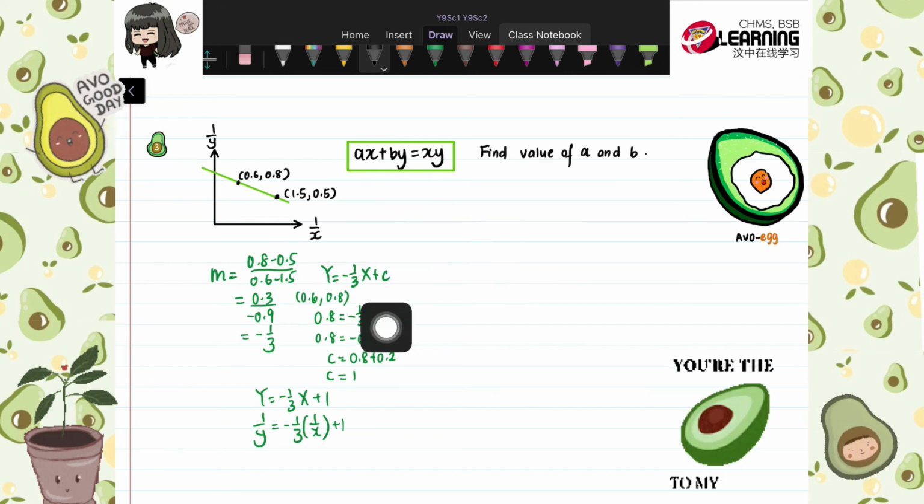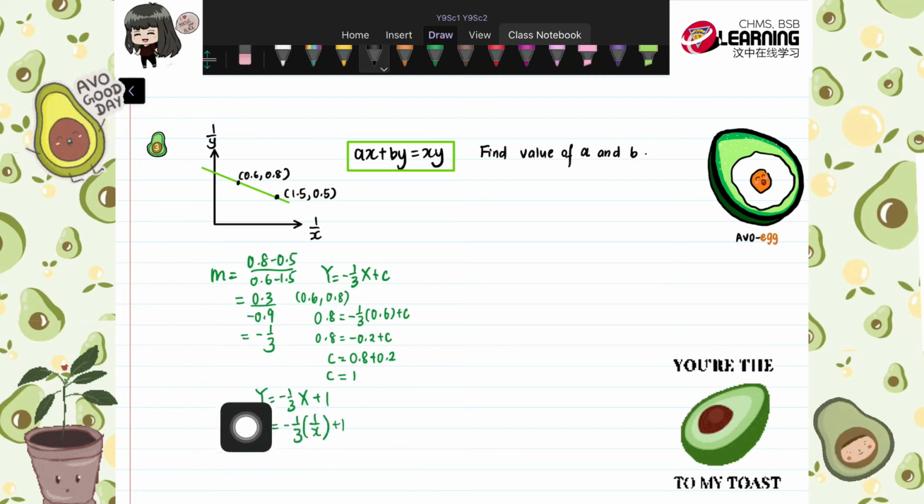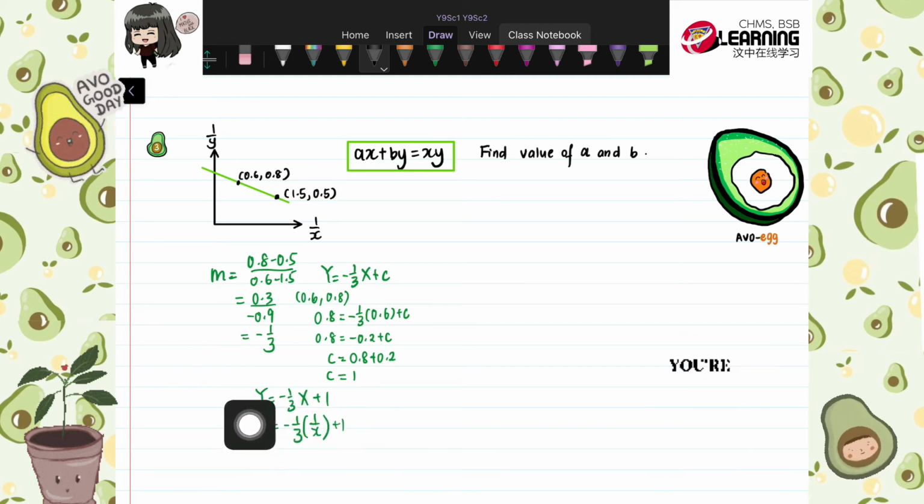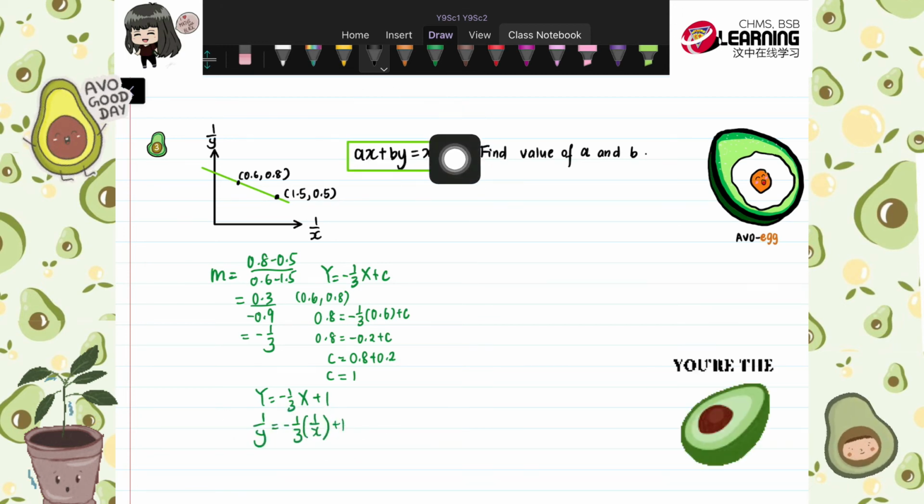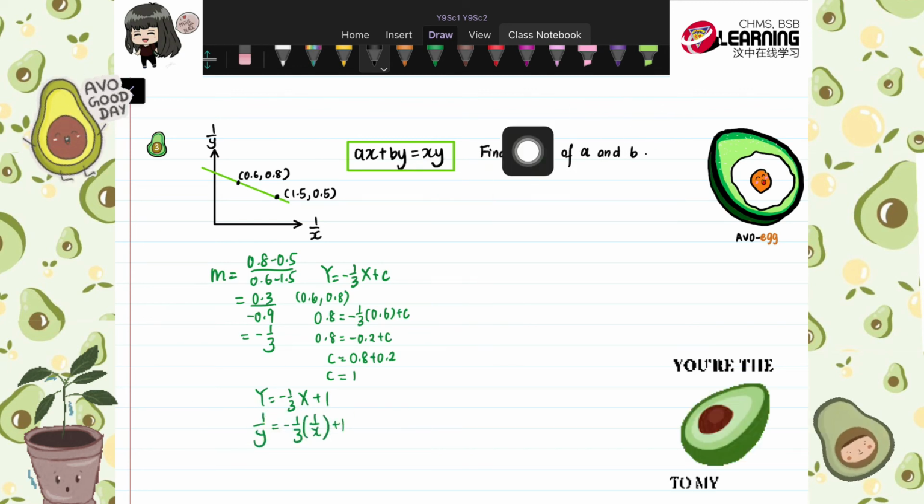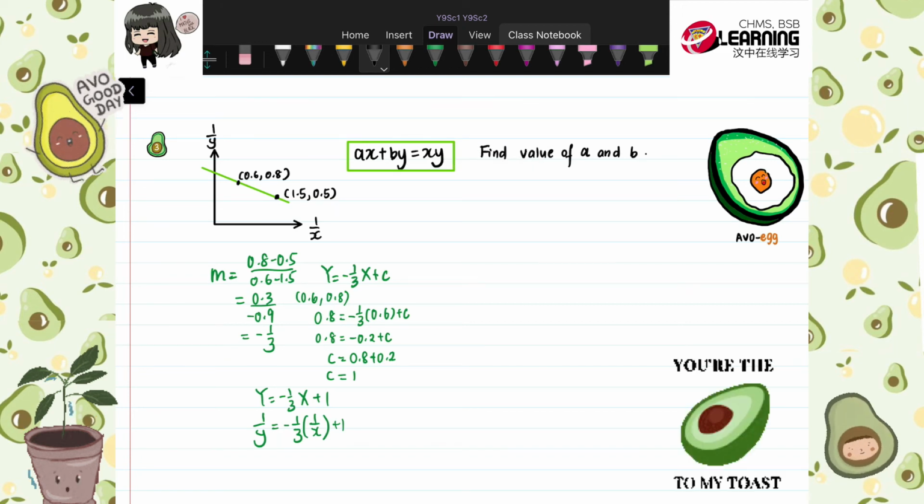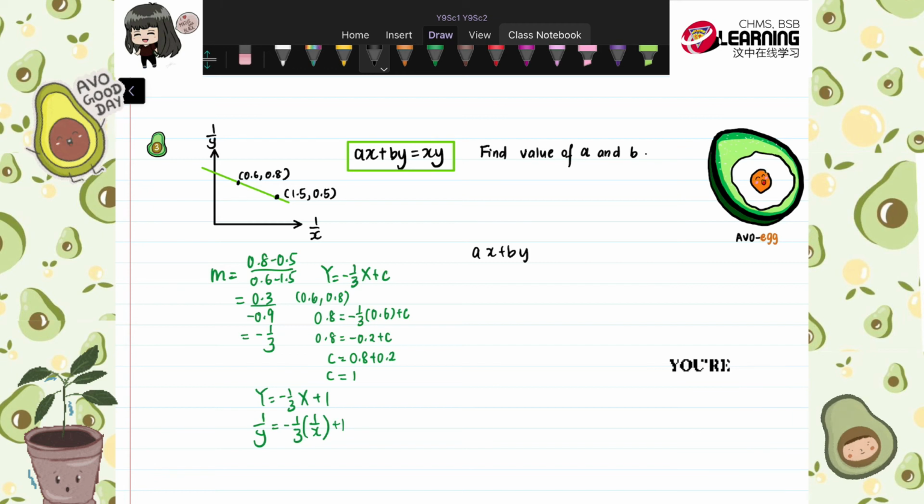Or some people, they do this. Okay, I think it's okay also. What you do is you expand this one, you make it into this form, and then you compare. That also can. Okay, you deal with this one until you get this. If me, I will reduce this one. Okay, it's the same thing by the way. So here I divide by xy.